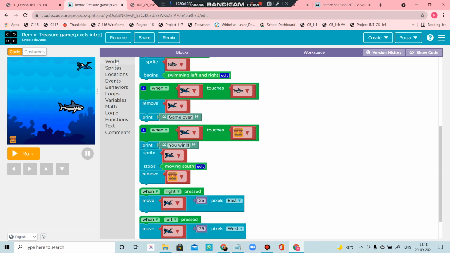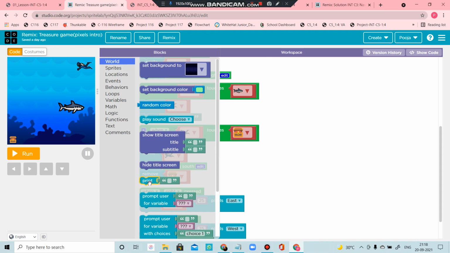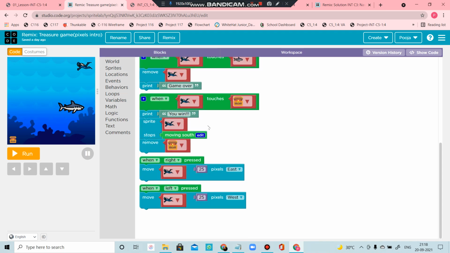This print block you will find in the world section right here. Then you are going to add your next event, that when the diver touches the chest, then you win the game, the diver will stop moving south, and the treasure chest will be removed.